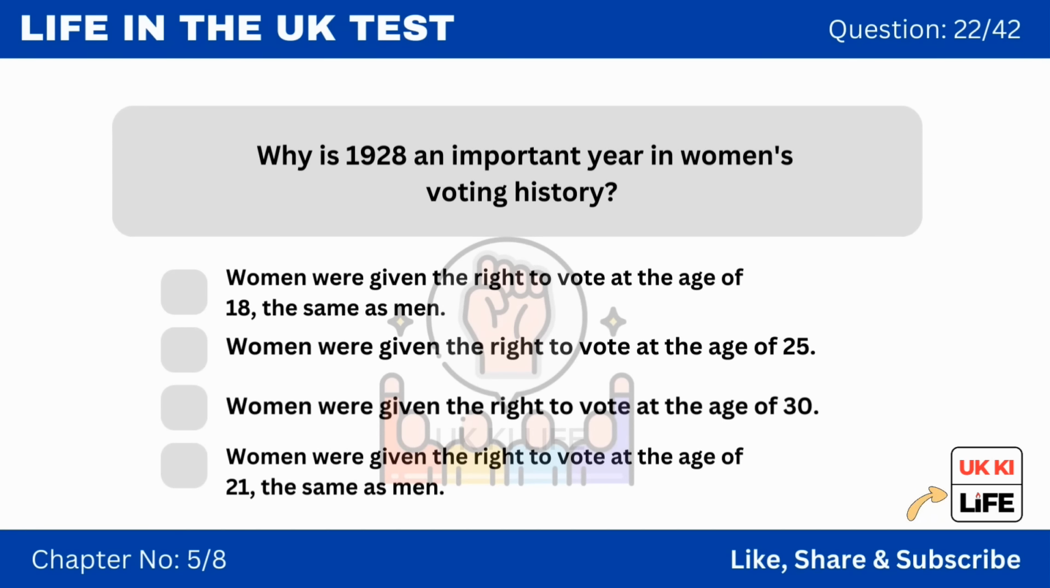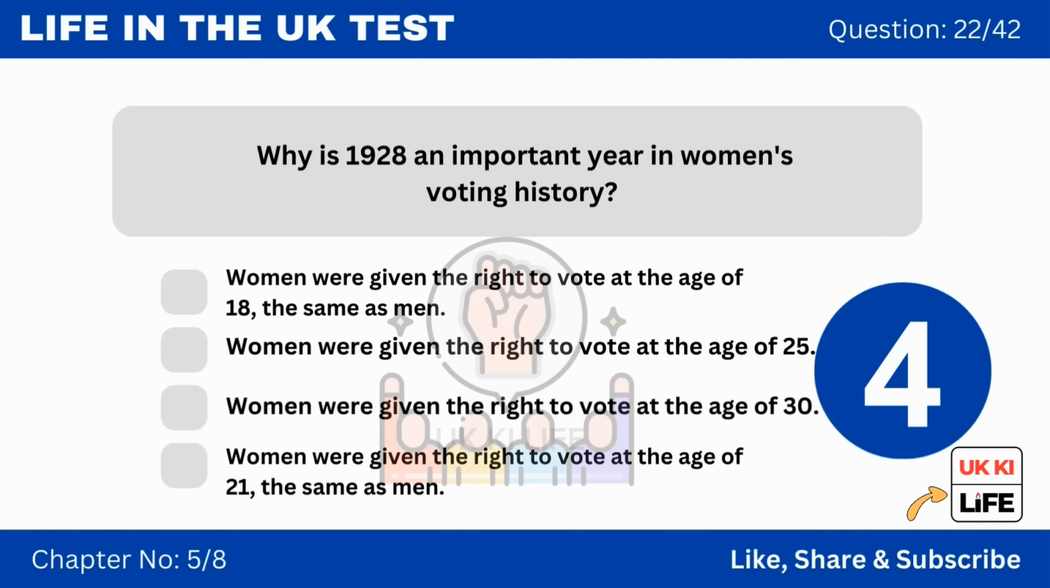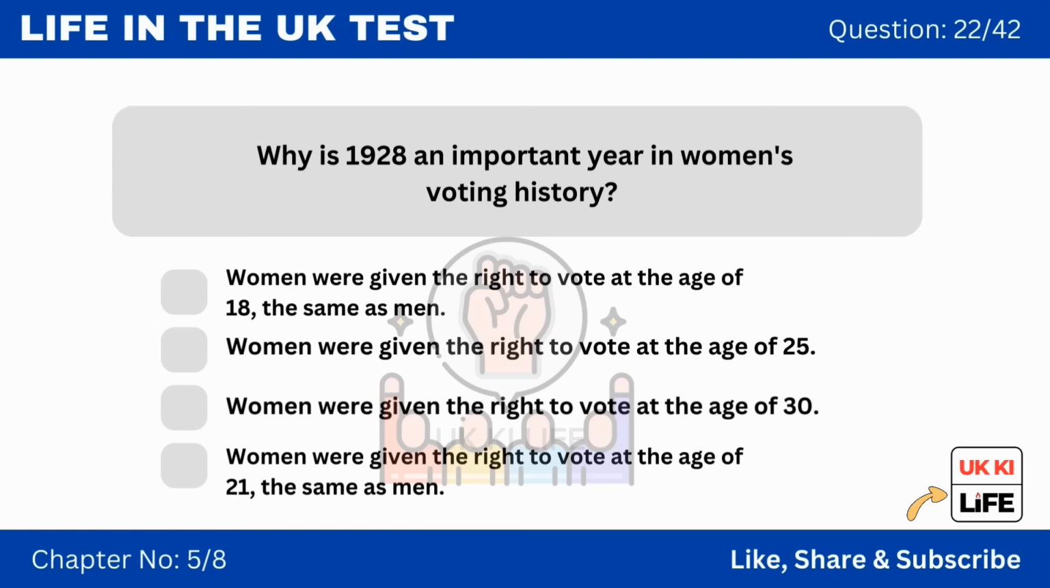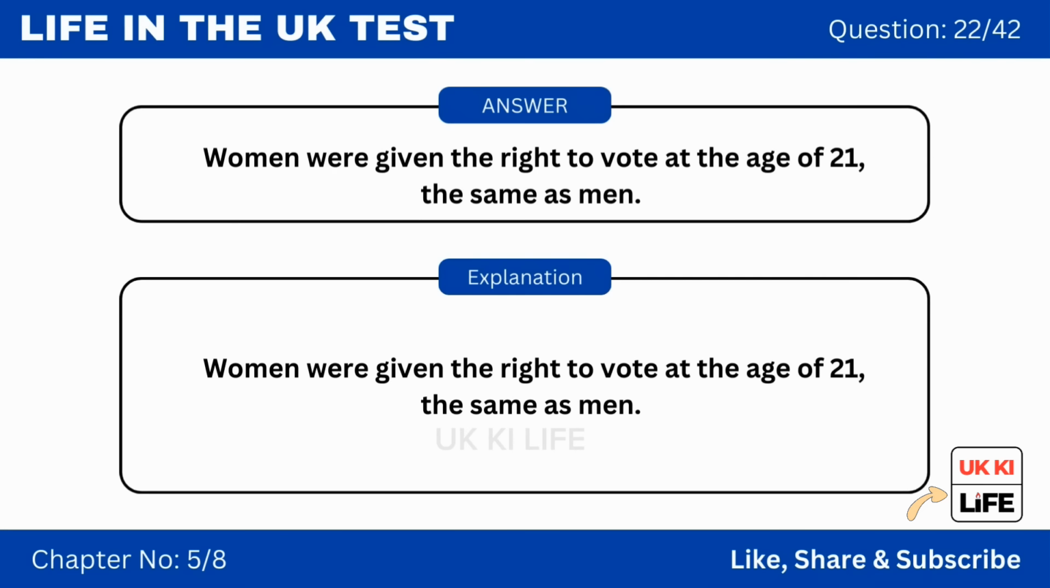Why is 1928 an important year in women's voting history? Women were given the right to vote at the age of 18, the same as men. Women were given the right to vote at the age of 25. Women were given the right to vote at the age of 30. Women were given the right to vote at the age of 21, the same as men. The correct option is D. Explanation. Women were given the right to vote at the age of 21, the same as men.